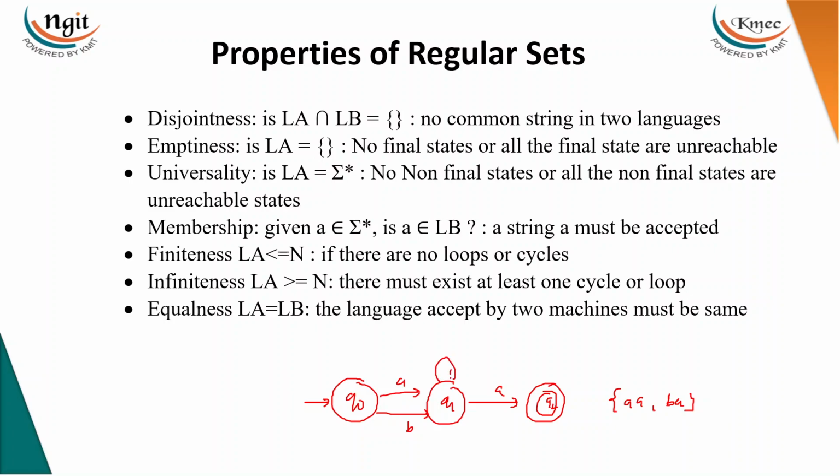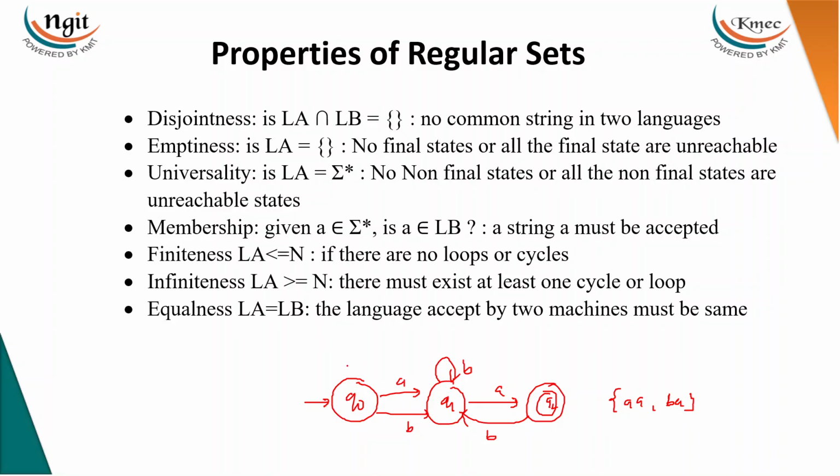Now consider a self loop. For example, if I'm having something like this: A, B, A, B, B, A, B, B, B, B, A. How many strings? I cannot fix any number. So we can say that the language is finite only when there are no cycles or loops like this. Then it is finite. If a cycle exists, then it is infinite.